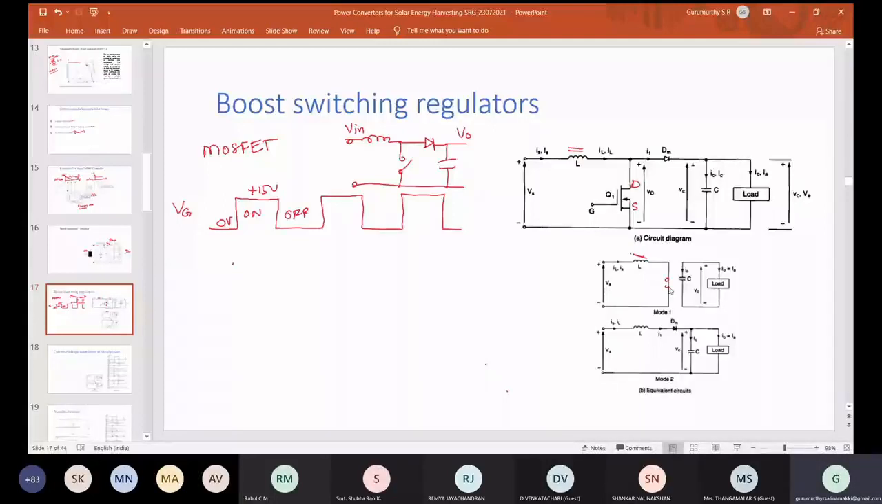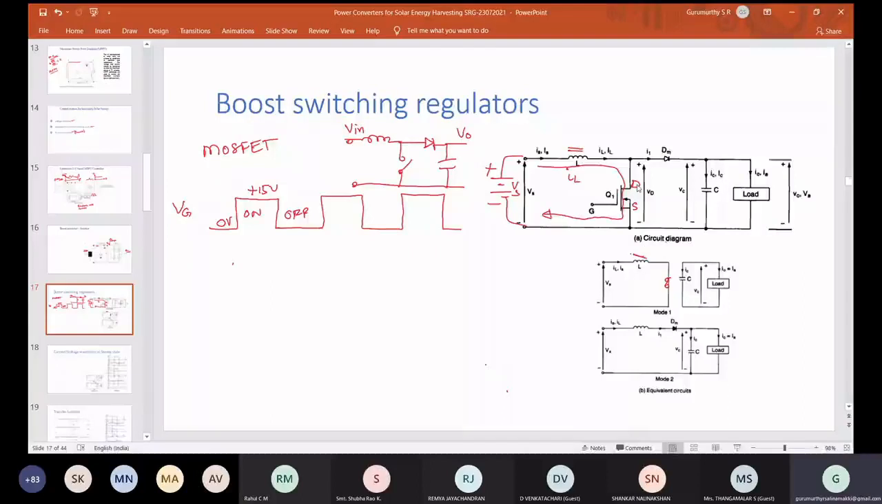This is the source. Source means it may be a battery, I'll just show it as a battery, with this positive and this negative, Vs. The current will flow through the inductor, through the MOSFET and back to the source. This is the current flow direction. This is the current which flows in the inductor. Now when you make the switch off, what happens? The MOSFET will go off.